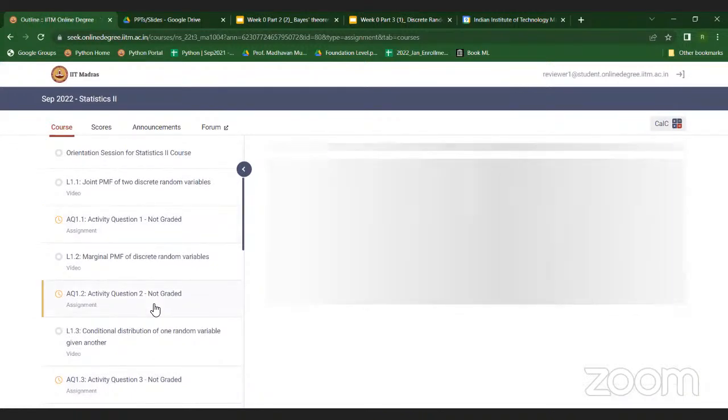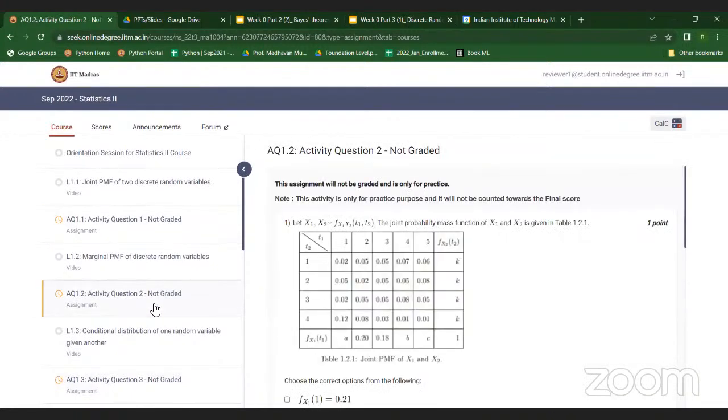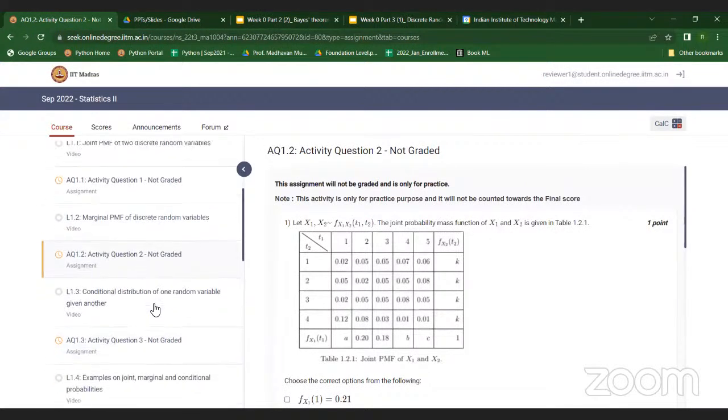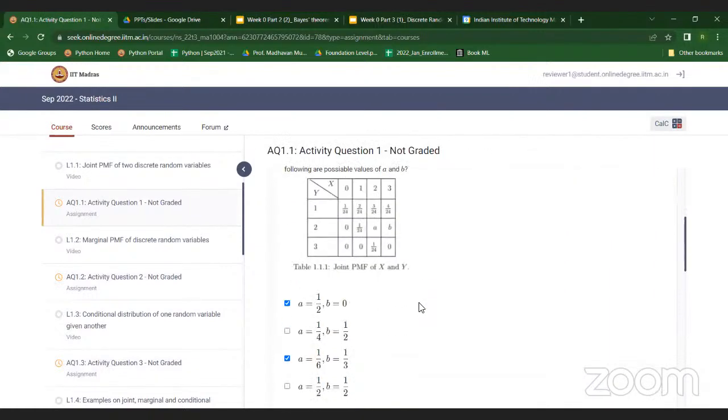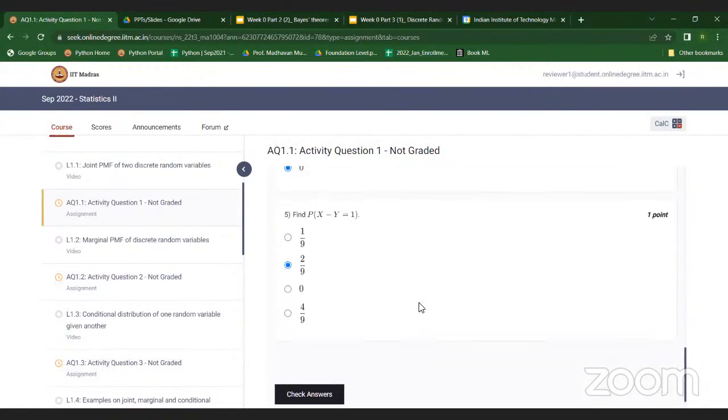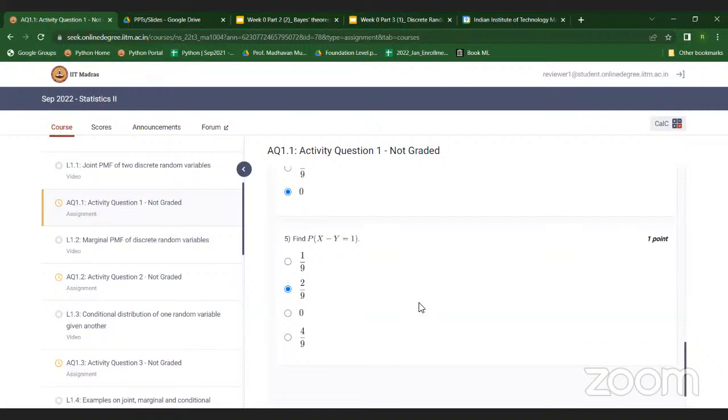We'll move on to the next one. Sir, we are able to solve it slightly. Okay, try to solve. Sir, in the last question, if instead of x minus y equals 1, it had been x minus y equals 0, then we would have added 1 by 9 and 4 by 9, right? Exactly. Yeah.